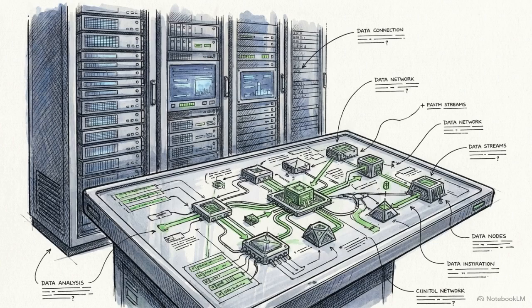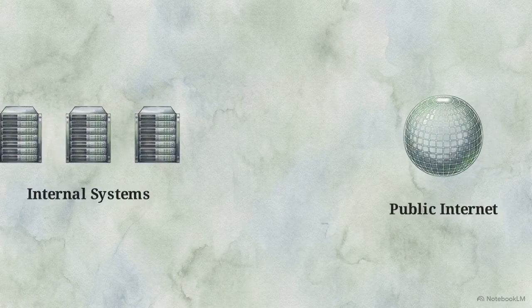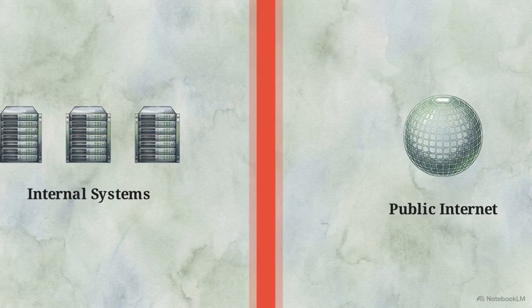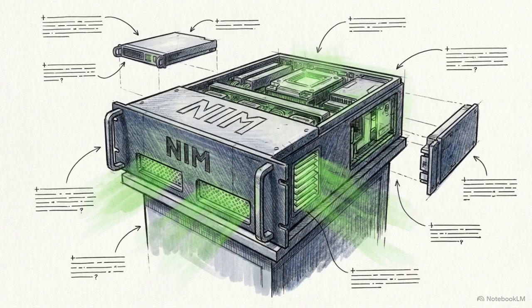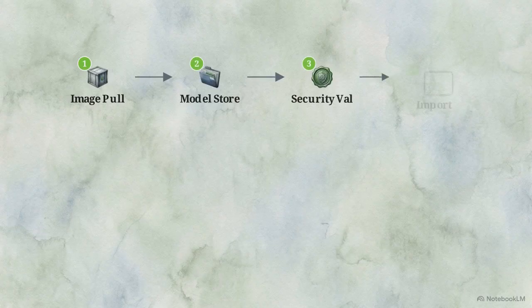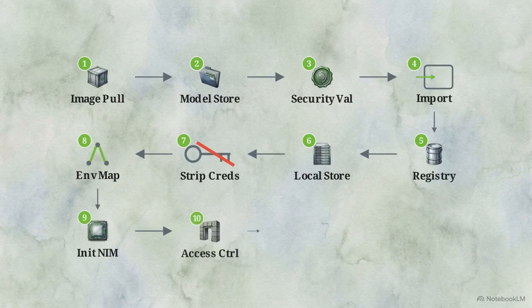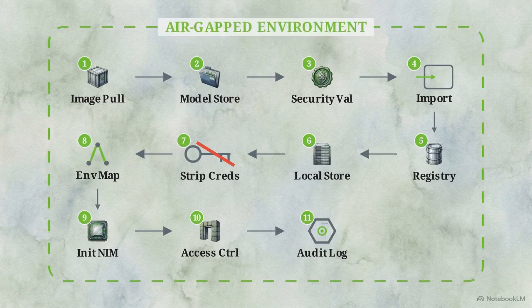Enterprises require advanced AI inference to process proprietary data, but strict security mandates forbid internet connectivity for sensitive internal systems. Connecting to a cloud-based API is a compliance violation. To resolve this, we use the NVIDIA Inference Microservice, or NIM, isolation protocol. This is a standardized 11-step method designed to achieve a fully air-gapped deployment.